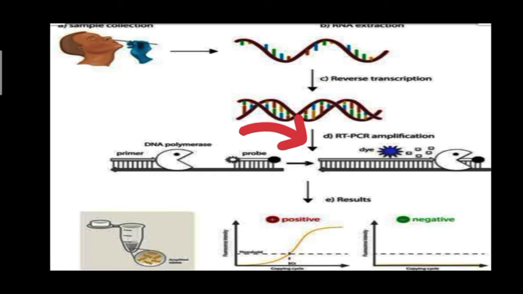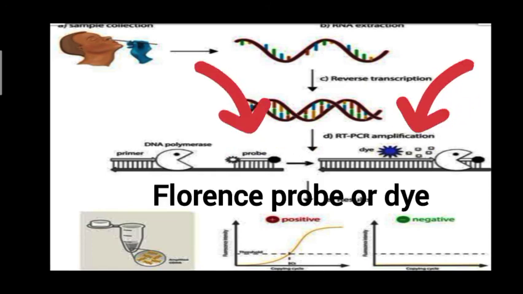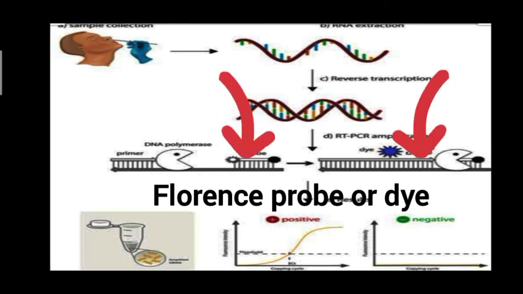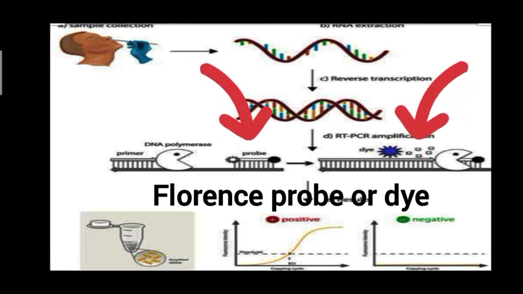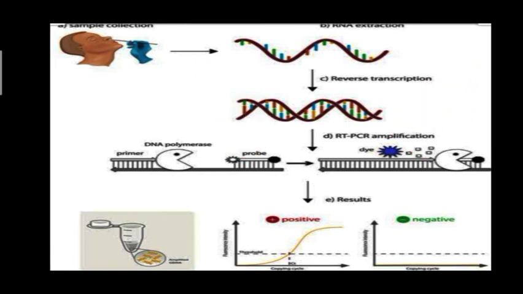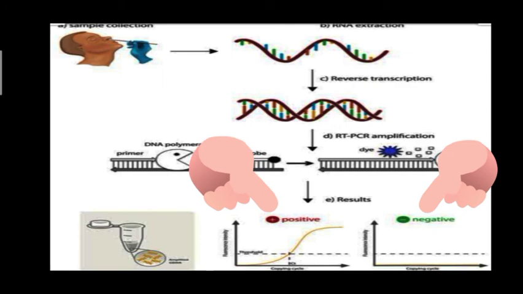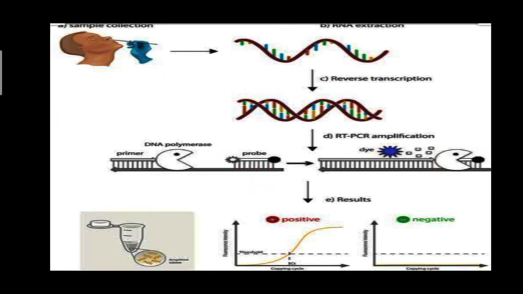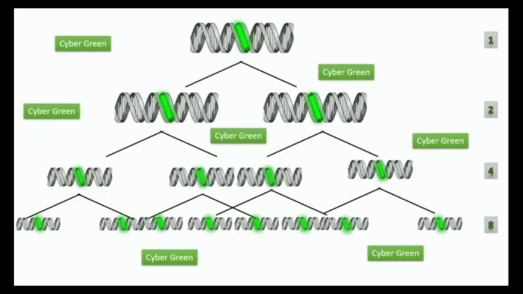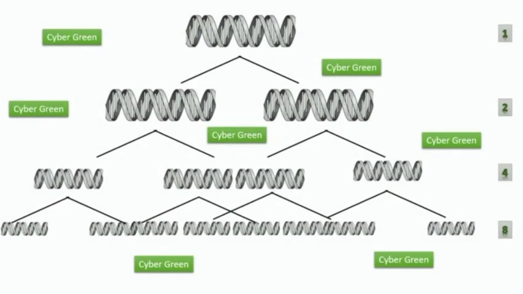The primers have fluorescent probes or dyes which are released in each cycle of replication. Specialized equipment is used to determine the presence or absence of the virus in the sample using this dye. Are you positive or negative? How would you know?